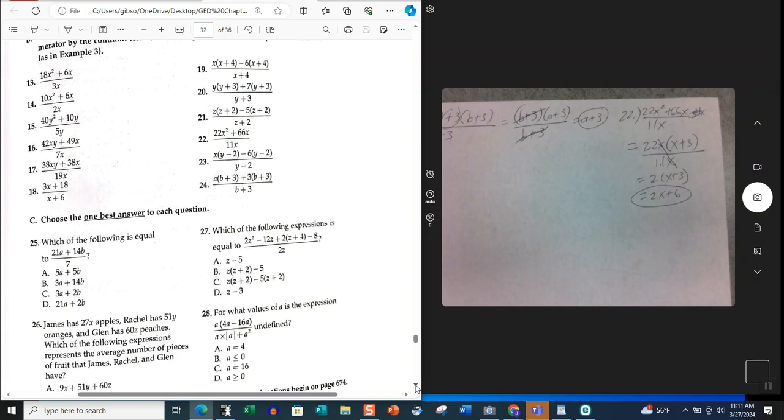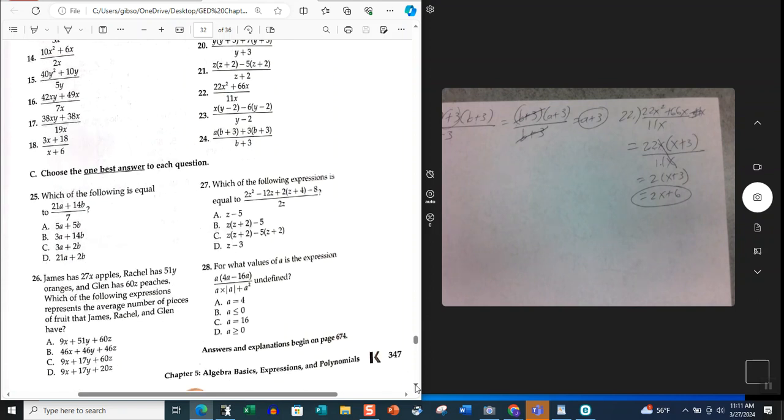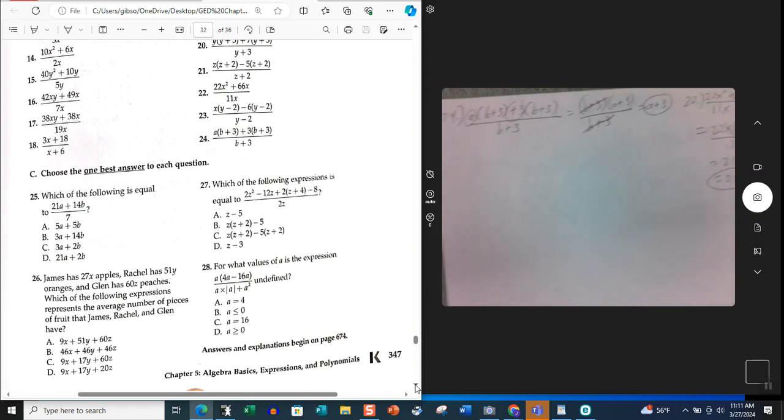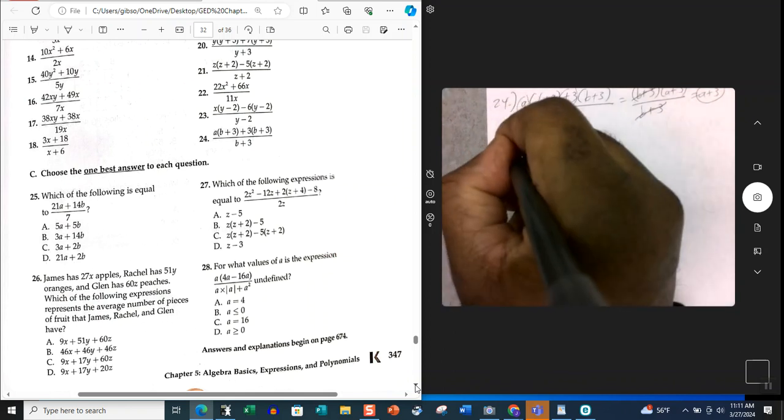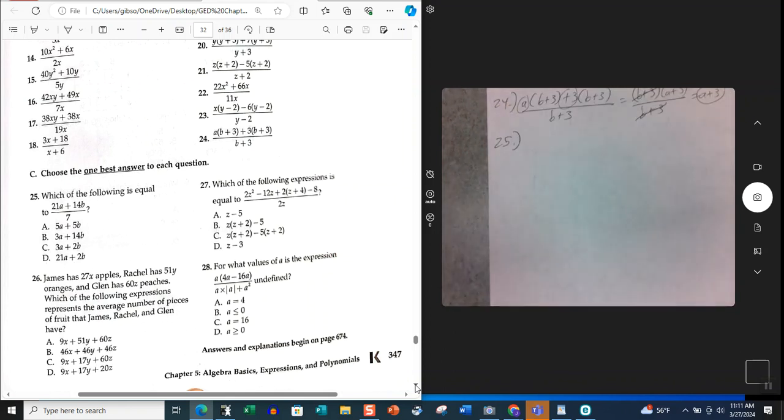Now, we come down here to 25 through 28. So we go here to problem 25. It says choose the one best answer to each question. Which of the following is equal to 21a plus 14b over 7? So basically they want us to simplify this.